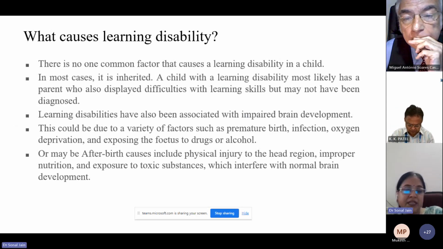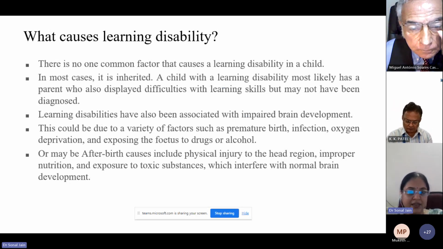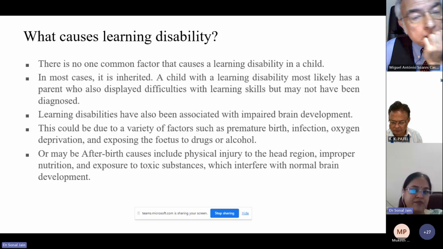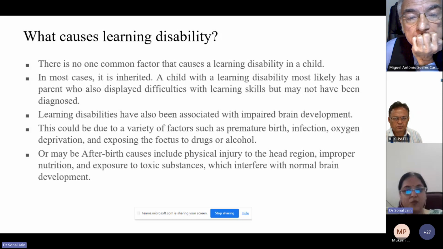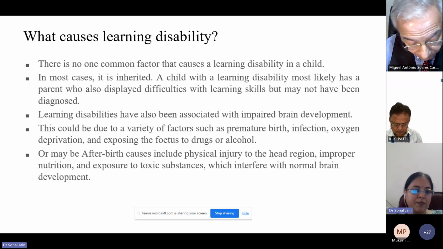What causes learning disability? There is no one common factor. It may be inherited: a child with a learning disability most likely has a parent or ancestor who displayed difficulties with learning skills but was not diagnosed. LD may also be associated with impaired brain development, either pre-birth or post-birth. Premature birth, infection, oxygen deprivation, or exposing the fetus to drugs or alcohol may be reasons. After birth, causes like physical injury to the head region, improper nutrition, or exposure to toxic substances can also interfere with normal brain development.